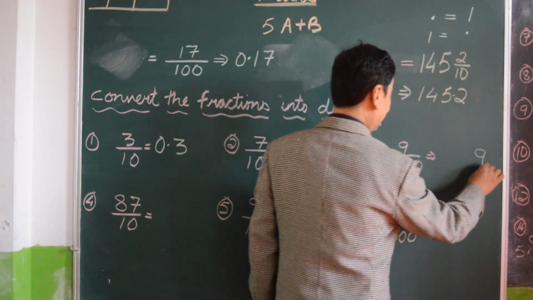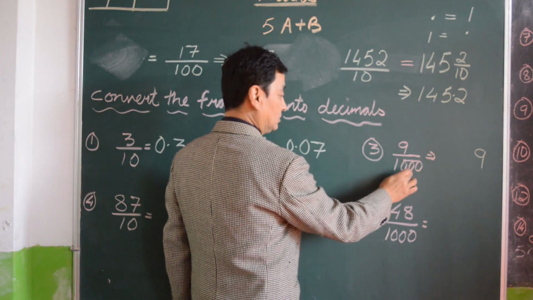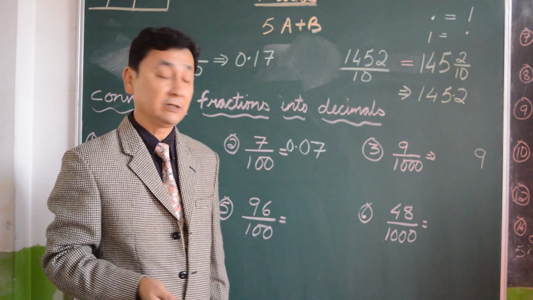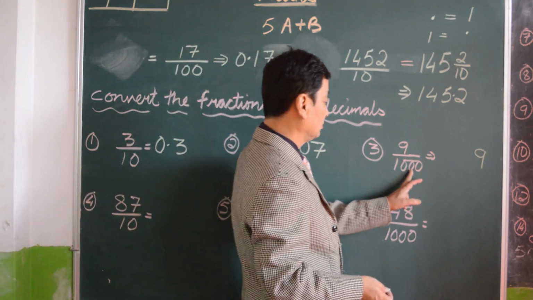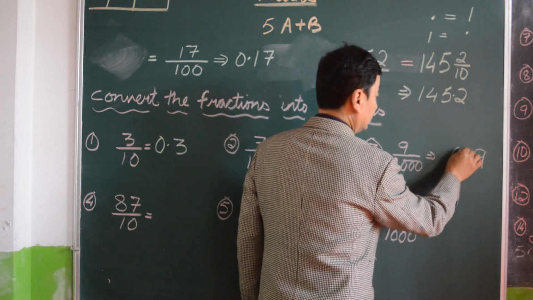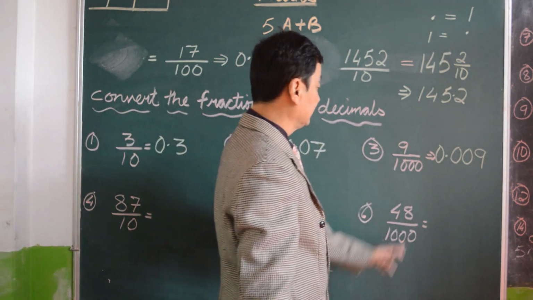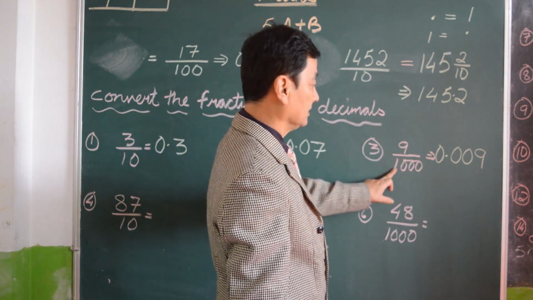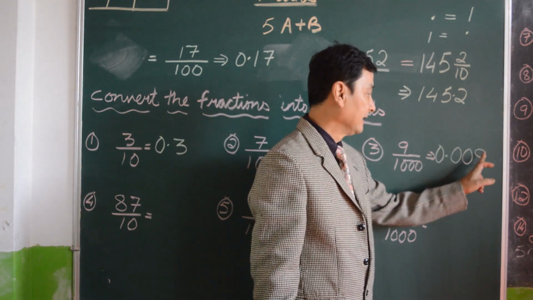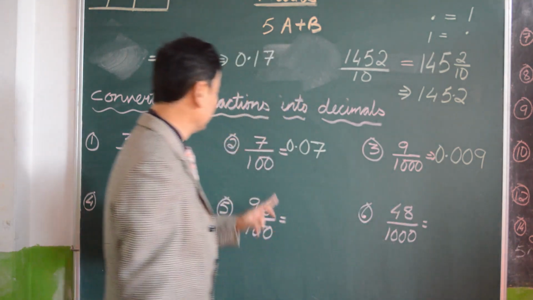Let's write 9. 1, 2, 3, point. We've got only one number there. How to make it 3? Add 0. 1, 2, 3, point, 0. Now when we read this number, 9 thousandths. So this 9 is in the thousandths place value. 9 thousandths.